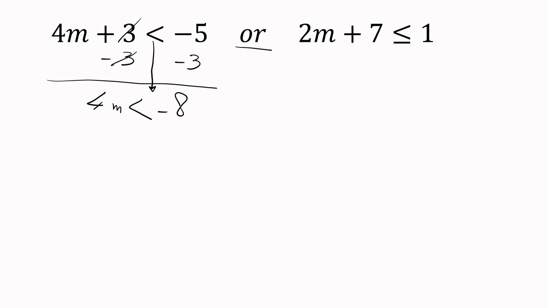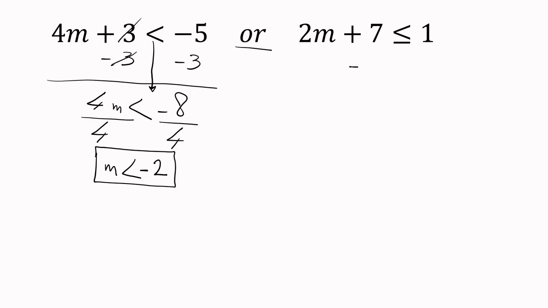The only thing that I need to do is divide both sides by 4, and because I'm dividing by a positive number, I should not change the direction of the inequality. So what am I going to have? m is less than negative 2. Really easy. Okay, let's solve the next one.